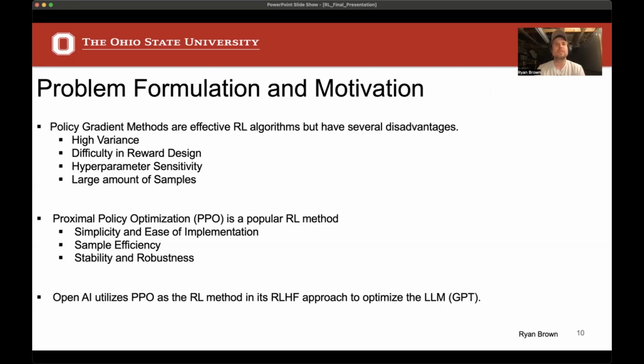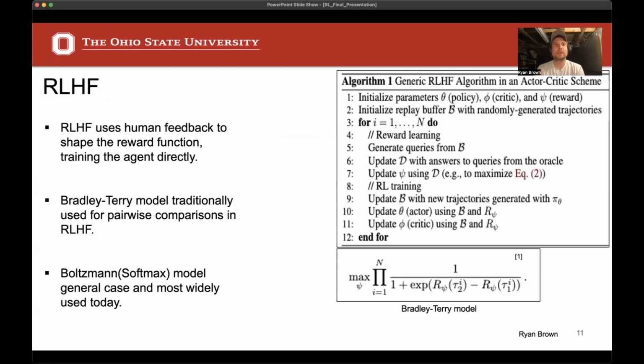Proximal policy optimization has become a popular RL algorithm due to its ability to minimize some drawbacks of other policy gradient methods. When coupled with RLHF, a more robust solution to the agent learning problem becomes available. OpenAI currently uses a combination of these methods to train its GPT models.